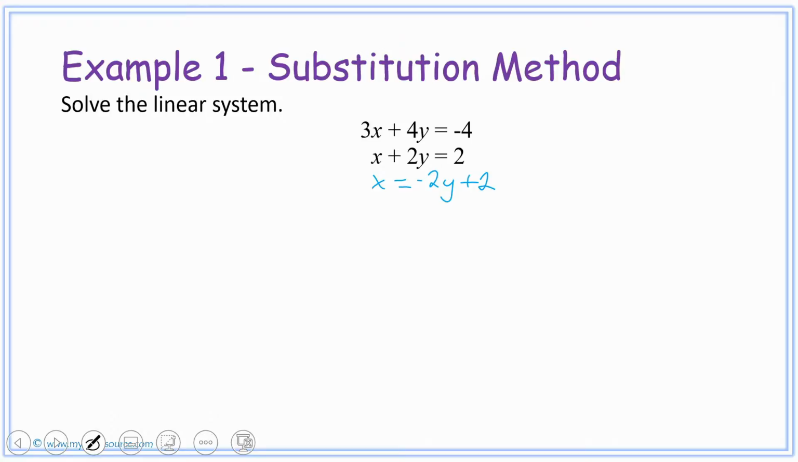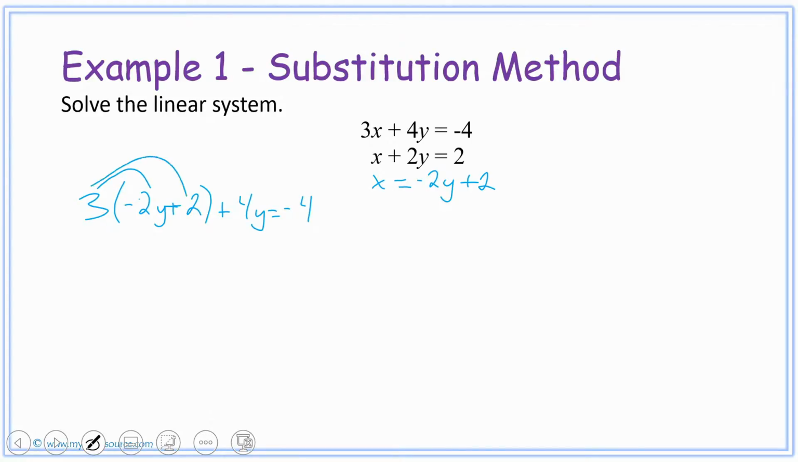Now the reason why we can do that, remember, is that when you have a solution to a linear system, the x values are the exact same, and so are the y values. So that means because x equals this expression, it will also equal the same in the first equation. So let's go ahead and substitute that into the equation. I'll write it over here. We have 3 times, instead of x, we're going to write that expression, negative 2y plus 2, and then we're going to have plus 4y equals negative 4.